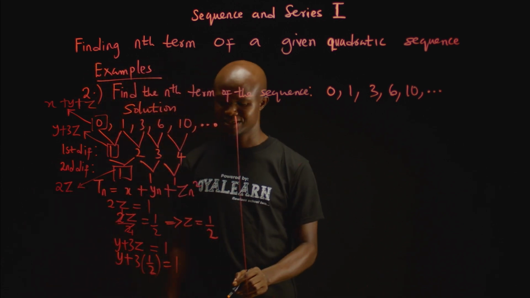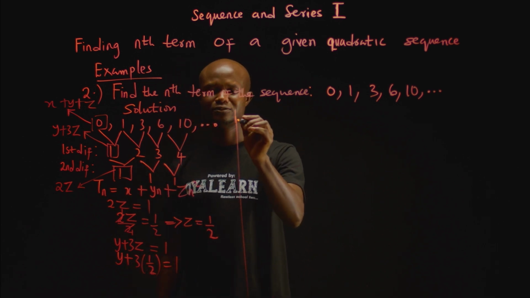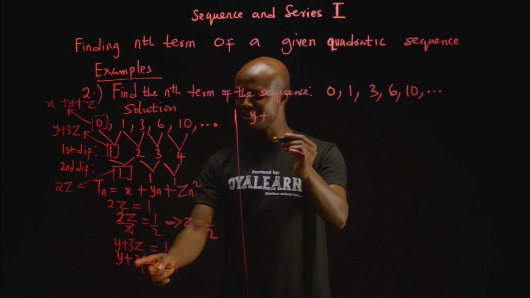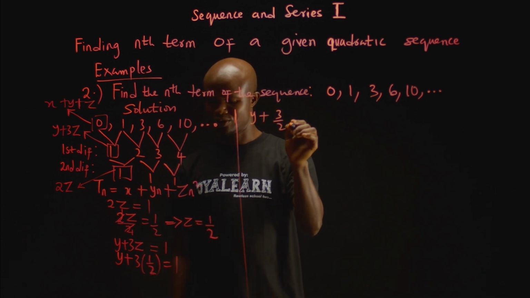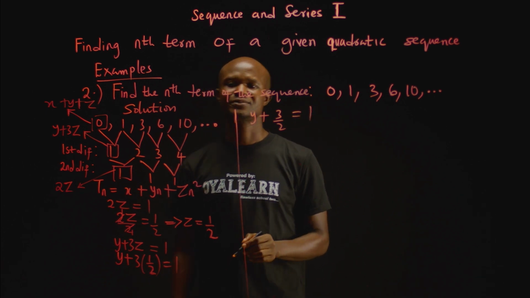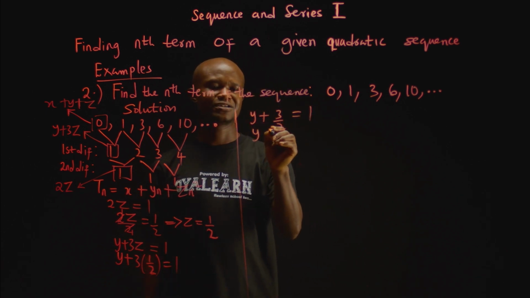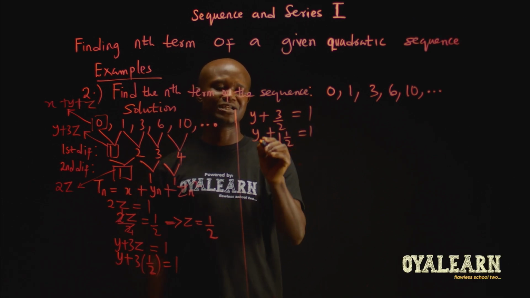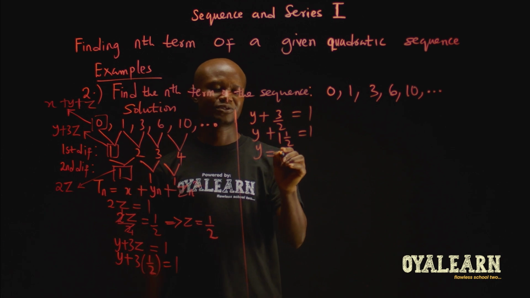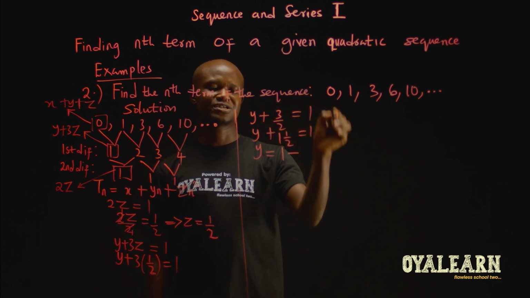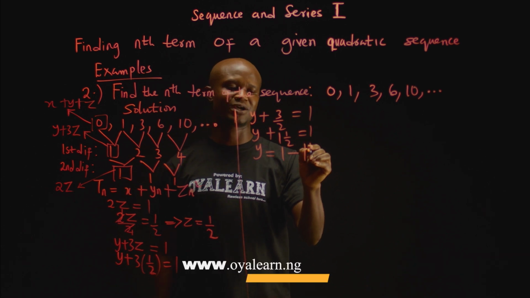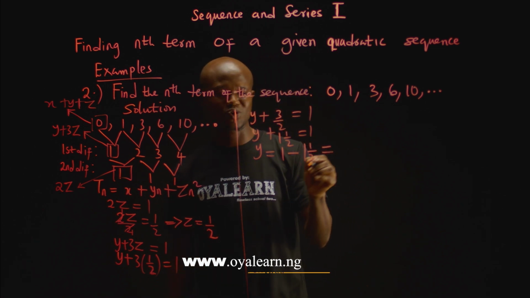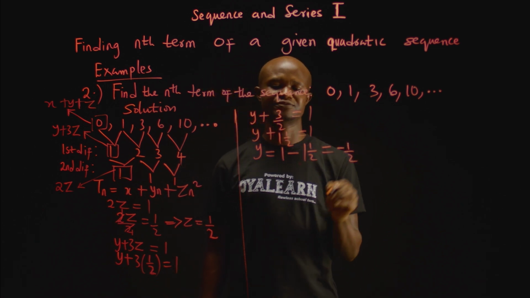So simplifying further, we have y plus 3 times 1 half, which is 3 over 2, equals 1. And we know that 3 over 2 is the same thing as 1.5. So y plus 1.5 equals 1. Collecting like terms, we have 1 minus 1.5 on the right hand side. And 1 minus 1.5 will give us minus half.